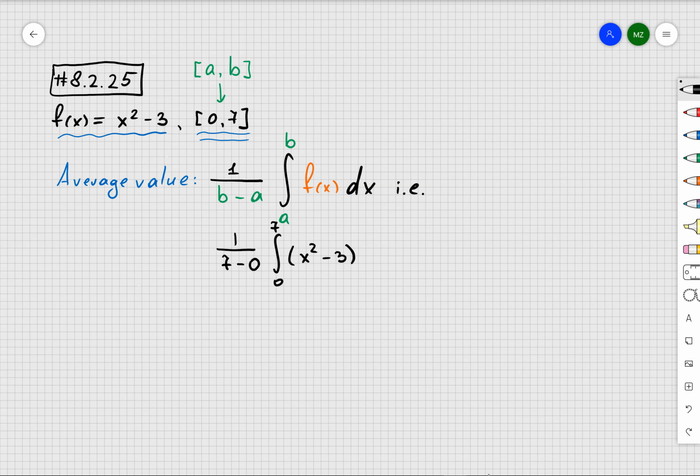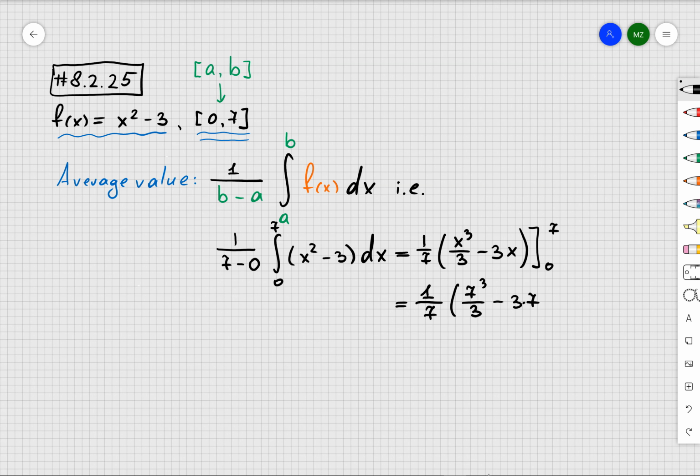So in our case, what do we have? We have 1 over 7 minus 0 times the integral from 0 to 7. And you can see how I'm doing the computation here. But basically the idea of that average value is that you take the value of your function over a finite interval, which is the area, and divide by the length of the line segment. Or in other words, you're looking for how much area you have on average on a certain interval.